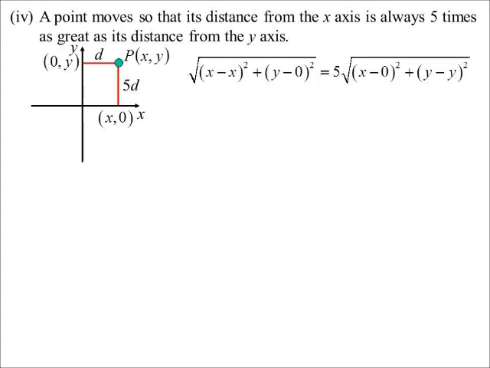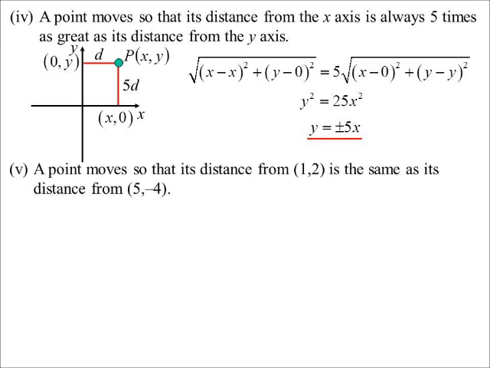So this distance to the y-axis, the square root of x minus x squared plus y minus 0 squared, is 5 times the distance to the x-axis. I guess the common mistake on this one is to have the 5 on the wrong side. Square both sides. Again, I get 2 possibilities. y is plus or minus 5x, because once again, it could have been over in the other quadrant.